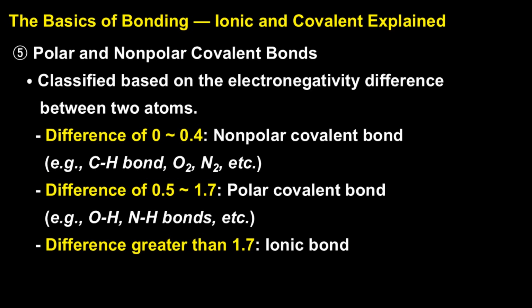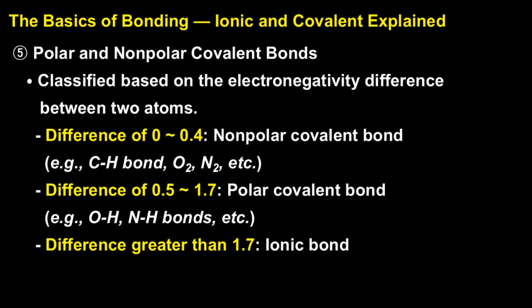All right, let's wrap up. Today we explored the two main types of chemical bonds, ionic and covalent. We saw that ionic bonds form when electrons are transferred from one atom to another, creating oppositely charged ions that are held together by electrostatic attraction. These are common between metals and nonmetals, and they form strong, lattice-like structures.